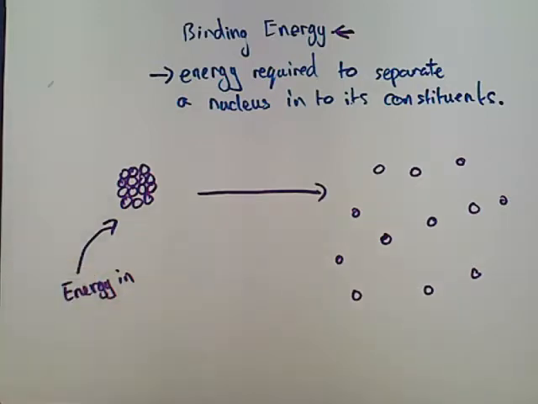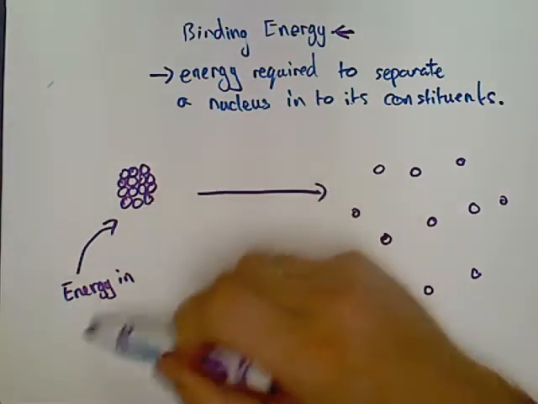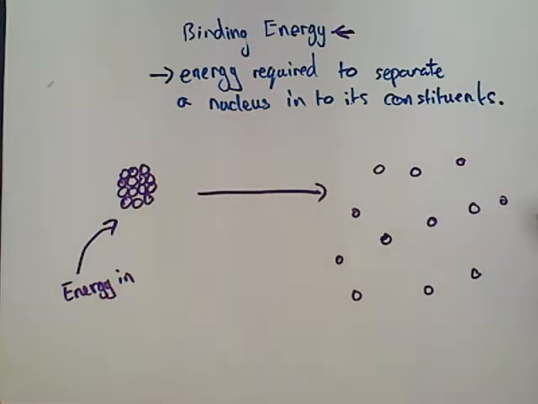Common misconception: binding energy is not the energy you get out of something. It's an amount of energy you have to put in. And so, more often than not, they are represented by negative numbers. But we'll talk more about that when we talk about the binding energy curve. So it's the amount of energy you need to put in order to separate it into its constituents.